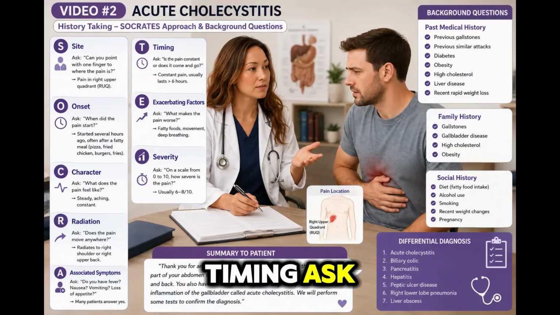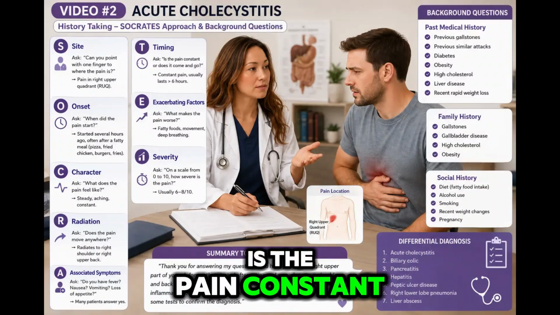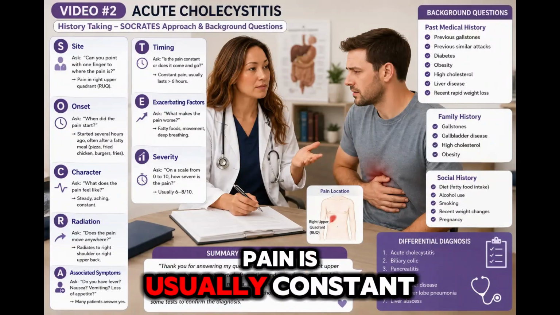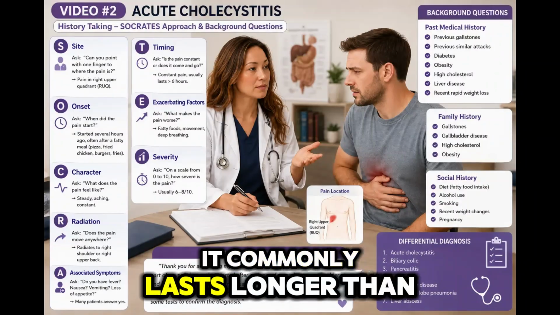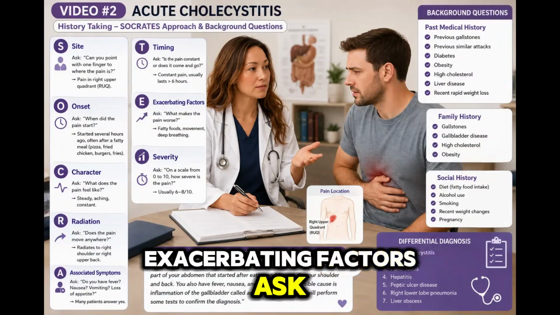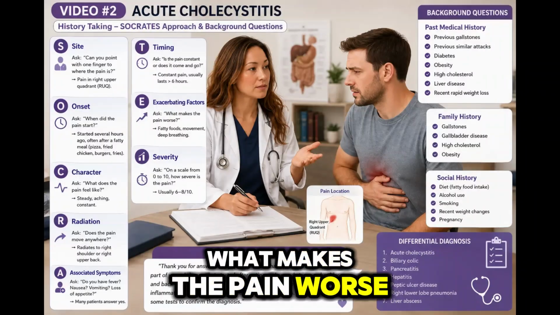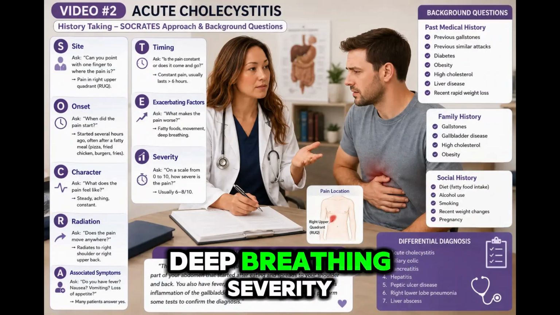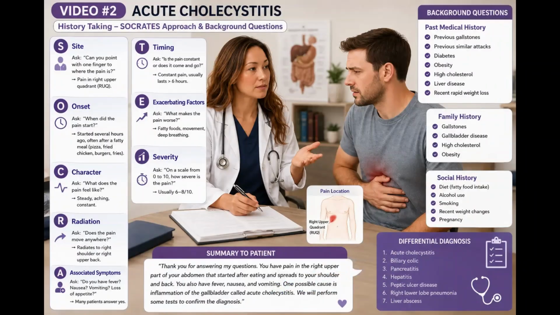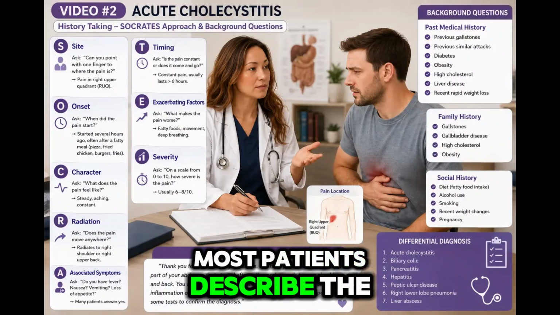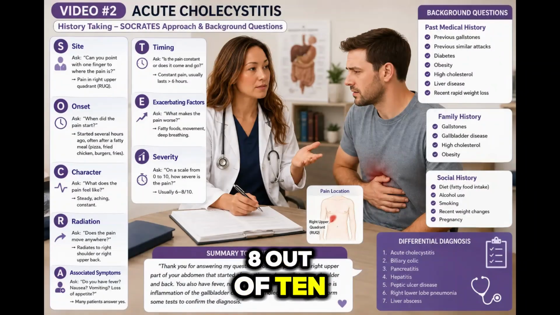Timing. Ask: is the pain constant or does it come and go? In acute cholecystitis, the pain is usually constant. It commonly lasts longer than 6 hours. Exacerbating factors. Ask: what makes the pain worse? Common answers include fatty foods, movement, deep breathing. Severity. Ask: on a scale from 0 to 10, how severe is the pain? Most patients describe the pain as 6 to 8 out of 10.